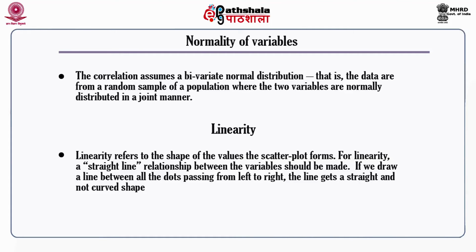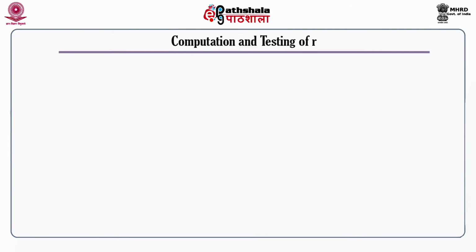Linearity. Linearity refers to the shape of the values the scatter plot forms. For linearity, a straight line relationship between the variables should be made. If we draw a line between all the dots passing from left to right, the line gets a straight and not curved shape.